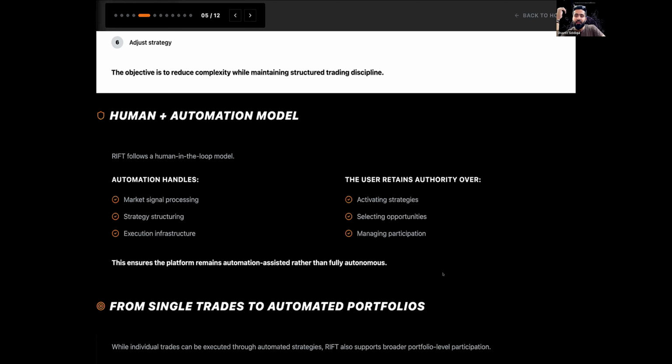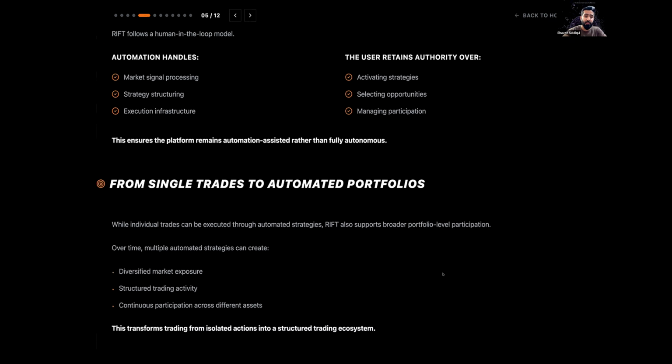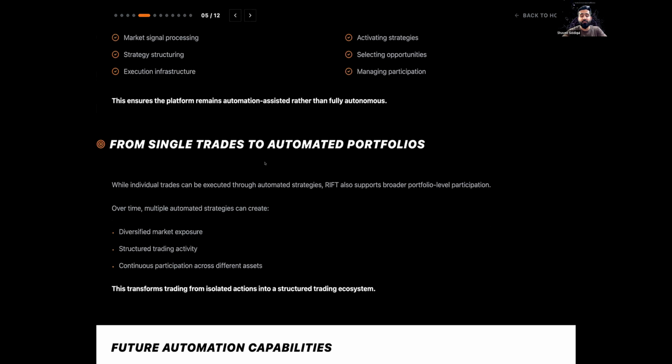You place hundreds of such orders, let's say in 1 hour, and you want to go to bed. You want to close all your 100 orders. Even if cumulatively they are making $10 for you and $2 loss, you close all the trades, you sleep. It is as simple as that. This is the human trading aspect of Rift. So, from single trades to automated portfolios.